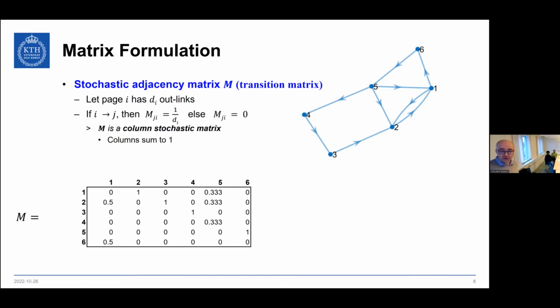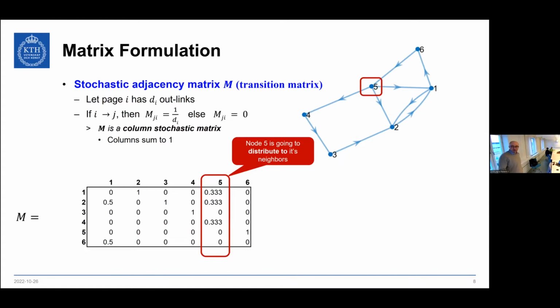And this matrix will have the following. If a node, let's say 5, points to some neighbors, say it points to 4 neighbors, then at M_ji we will put 1 over the degree of that node. So for example, here we would show that node 5 is going to distribute to its first neighbor a third, to the second neighbor a third, and to the fourth neighbor a third, right? And the matrix, I didn't explain, but I hope you understand, is a square matrix with the size of the number of nodes.